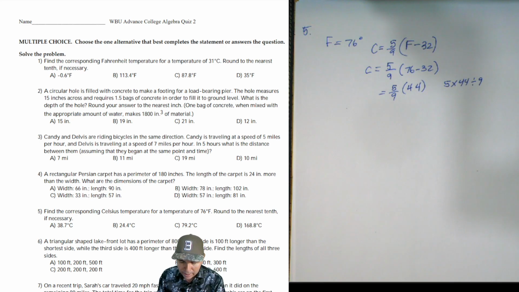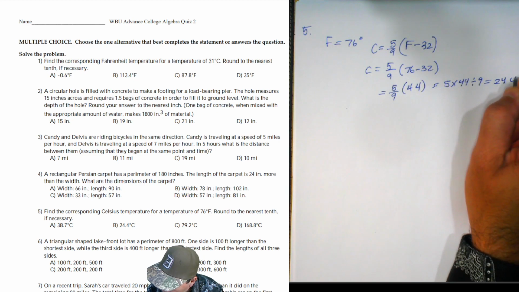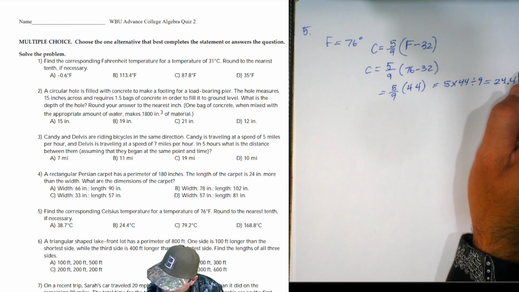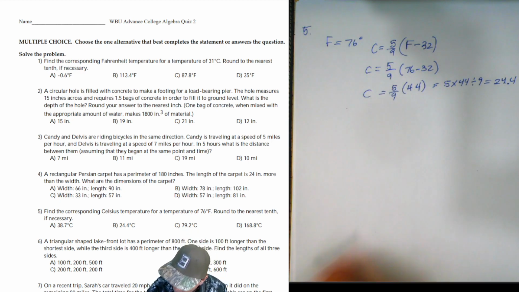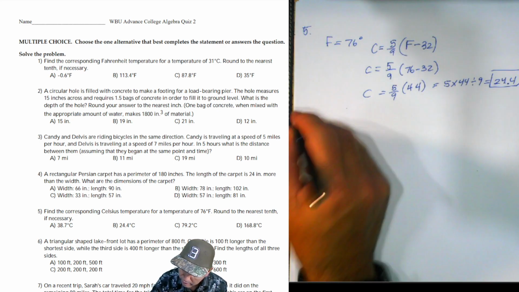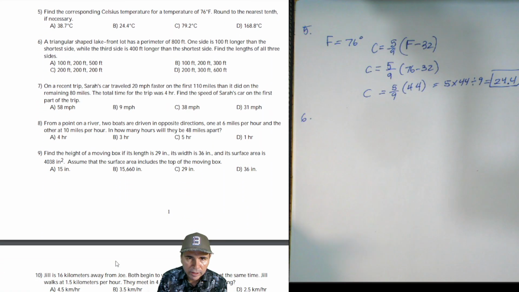Just take out your handy dandy calculator on your phone and just go clear 5 times 44 divided by 9. You should get 24.4. 24.4 degrees Celsius. All right, so Celsius is equal to 24.4. Okay, let's look at number 6. Let me go ahead and move it up a little bit here so it can come out really nice.